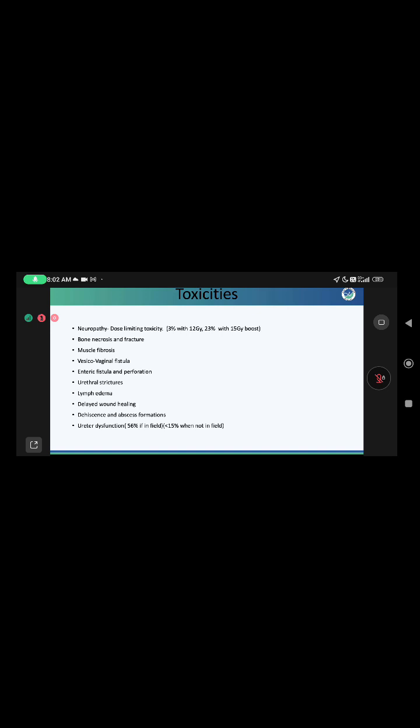Urethral strictures and urethral dysfunction have been seen, more so when the urethra is in the field. So we have to identify the structure and retract it away from the field. In that way we can reduce urethral strictures and dysfunction. Other complications like lymphedema, delayed wound healing, dehiscence and abscess formation are again surgery related, and can be managed with better sterilization techniques and better handling of the applicators. So these are the toxicities which are commonly reported.